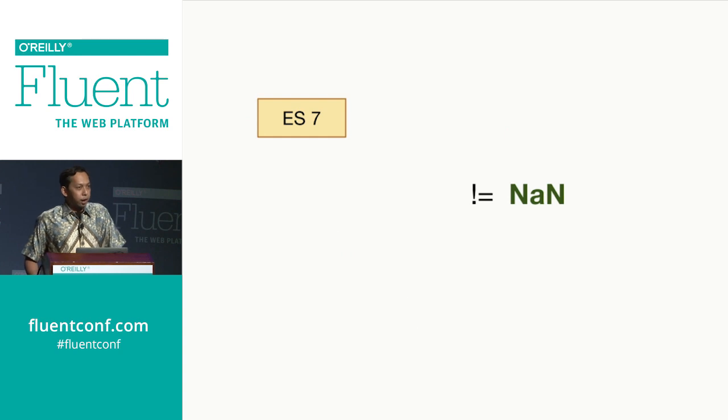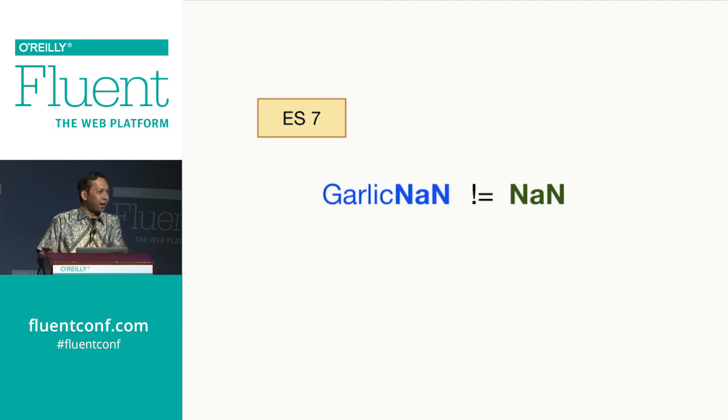For ES7, I propose that we have another type that is not the same as NaN. How many of you here are a fan of Indian cuisine? So we need to invent garlic naan.